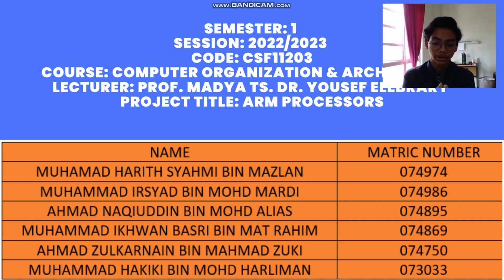Our group consists of 6 people: Muhammad Haris Shahmi bin Mazlan, matric number 074974; Muhammad Ishak bin Muhammad Madi, 074986; Ahmad Nakiuddin bin Muhammad alias, 074895; Muhammad Iqbal Basri bin Mat Rahim, 074869; myself, Ahmad Zulkarnain bin Muhammad Zuki, 074750; and lastly, Muhammad Hakiki bin Muhammad Harliman, 073033.